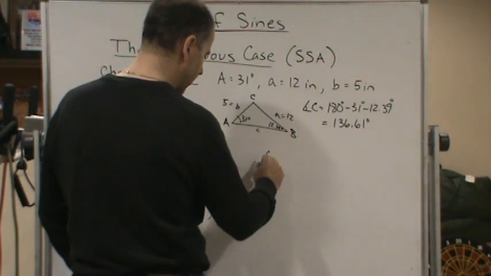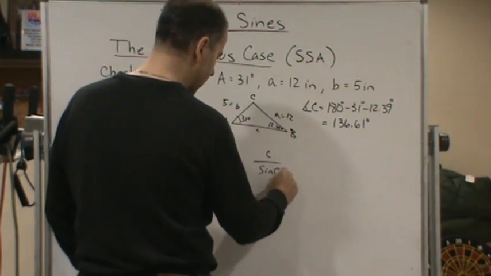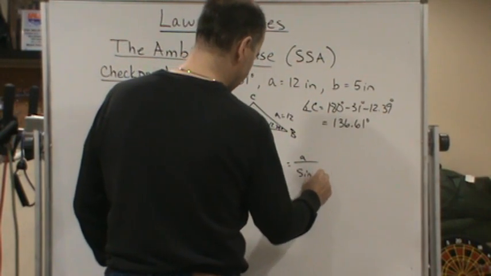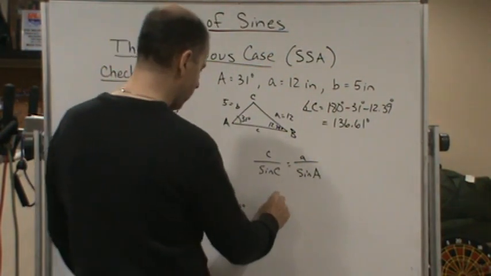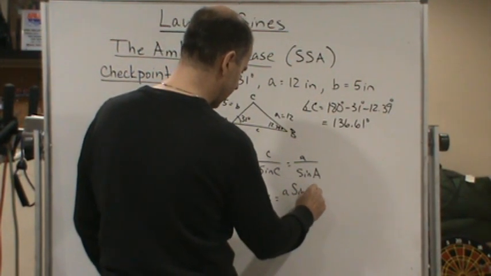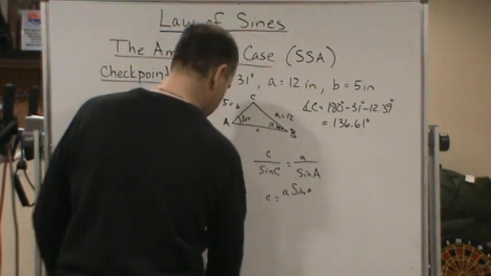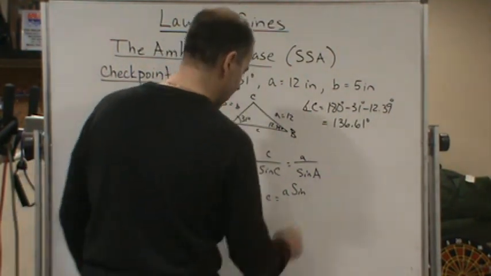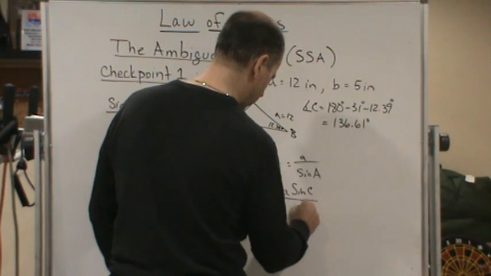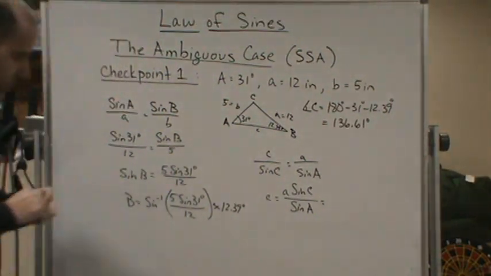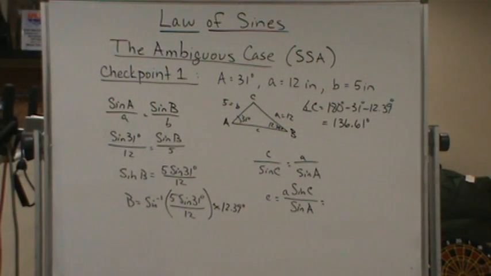So we're going to use C over sine C is equal to A over sine A. That means C is going to equal A sine C over sine A. So now let's put this in our calculator.